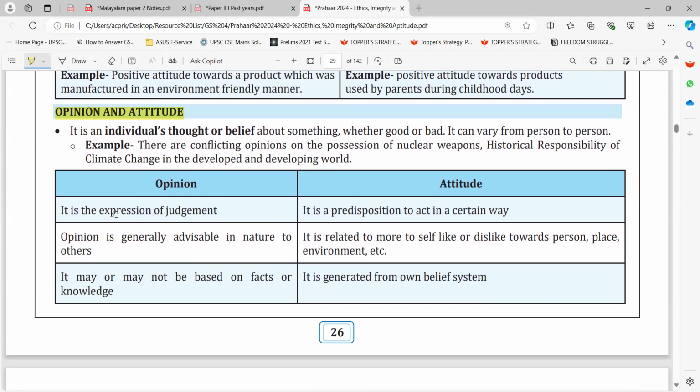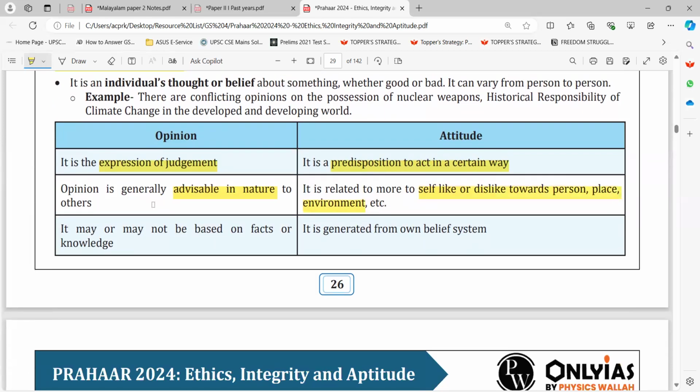Opinion versus attitude. Opinion is the expression of judgment. Attitude is a predisposition to act in a certain way. Opinion is generally advisory in nature to others. Attitude is related more to self, like or dislike towards places, environment, etc. Opinion may or may not be based on facts or knowledge. Attitude is generated from one's own belief system.